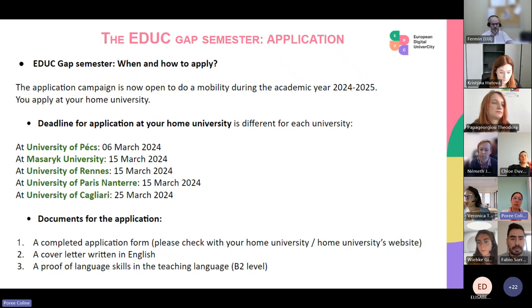You also need to provide a cover letter written in English and a proof of language skills in the teaching language. And it must be a B2 level. That means that if you want to go to France and you want to study only French courses in French, then you need to provide a certificate for French. If you choose only courses in English, then just an English level certificate.